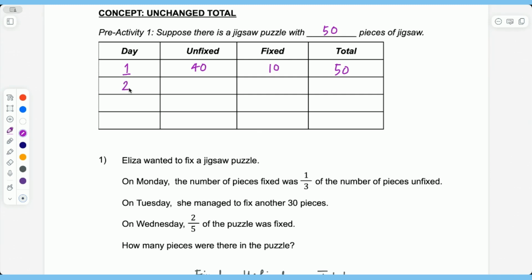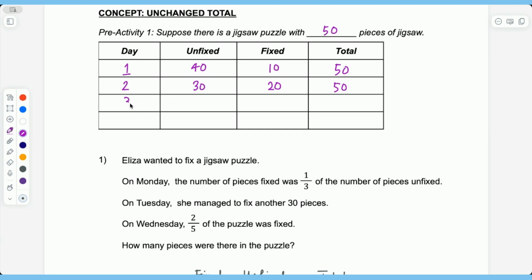On day 2, suppose we fixed another 10 more, so the total will be 20 pieces that are fixed. And the total will still remain to be 50. Hence, the number of unfixed pieces will be 30.